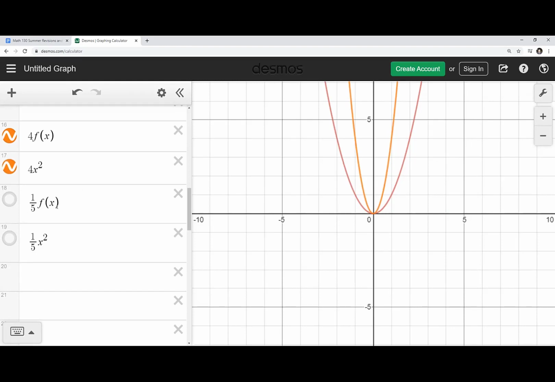Now, if we multiply our function by something that's less than 1, so let's say 1/5, you're going to notice that we're going to press along the y-axis. So imagine smushing your parabola. And again, the function notation, 1/5 x squared in this case. So again, if you multiply a number that's bigger than 1, you vertically stretch. And if you multiply a number that's less than 1, like 1/5, that's a vertical compression.